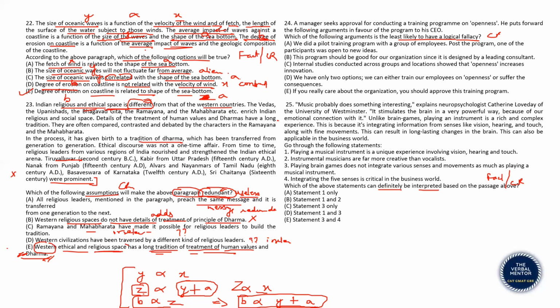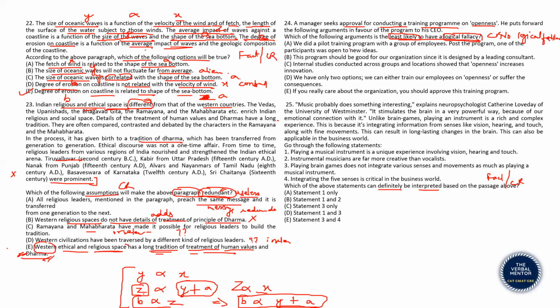Let's leave it. A manager seeks approval for conducting a training program on openness. He puts forward the following arguments in favor of the program to his CEO. Which of the following arguments is the least likely to have a logical fallacy, which means no logical fallacy. We have to choose the option with no logical problem.